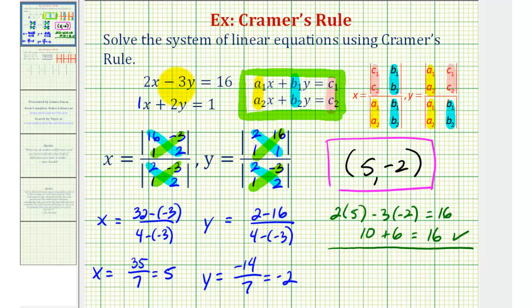x plus 2y equals 1, so we would have 5 plus 2 times negative 2 equals 1. We'd have 5 plus negative 4 equals 1, which is also true.